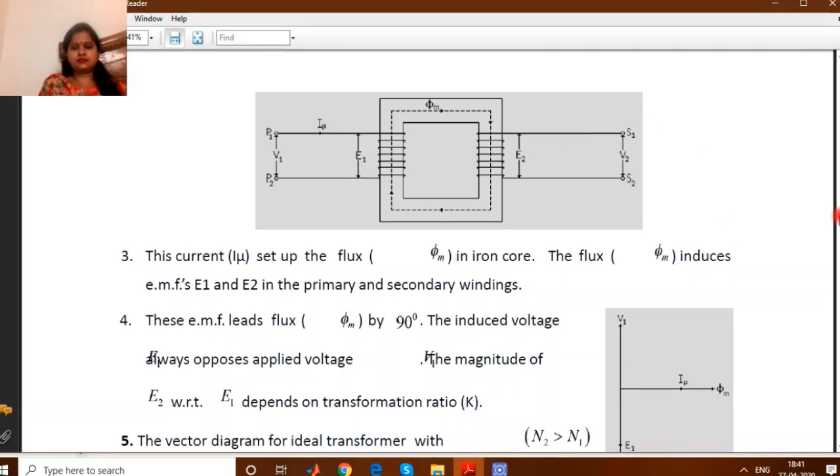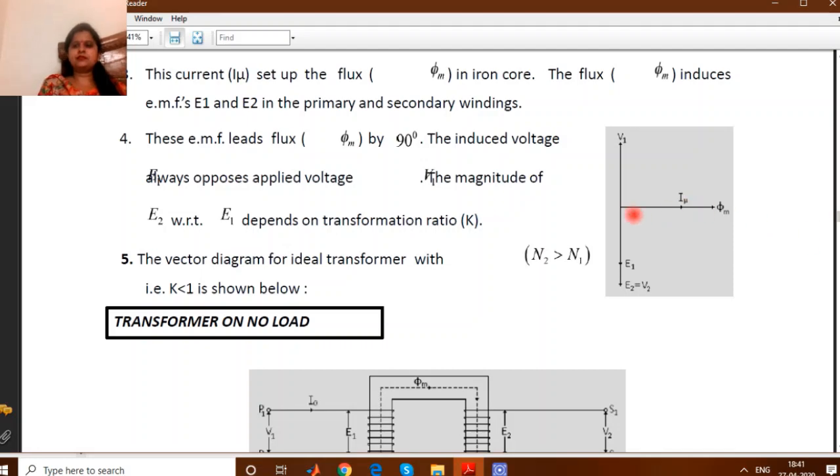So we can draw the phasor diagram of the ideal transformer. This is the flux phi m. Then E1, E2 and V2. Since E1 and E2 are lagging behind the flux phi by an angle of 90 degrees, E1 and E2 will be drawn over here, lagging by 90 degrees. Since E2 is equal to V2, V2 will be drawn on the same axis as E2, and V1 is equal to minus E1, so V1 will be drawn in the opposite direction of E1. So this is V1, right? This is the phasor diagram of an ideal transformer, right?